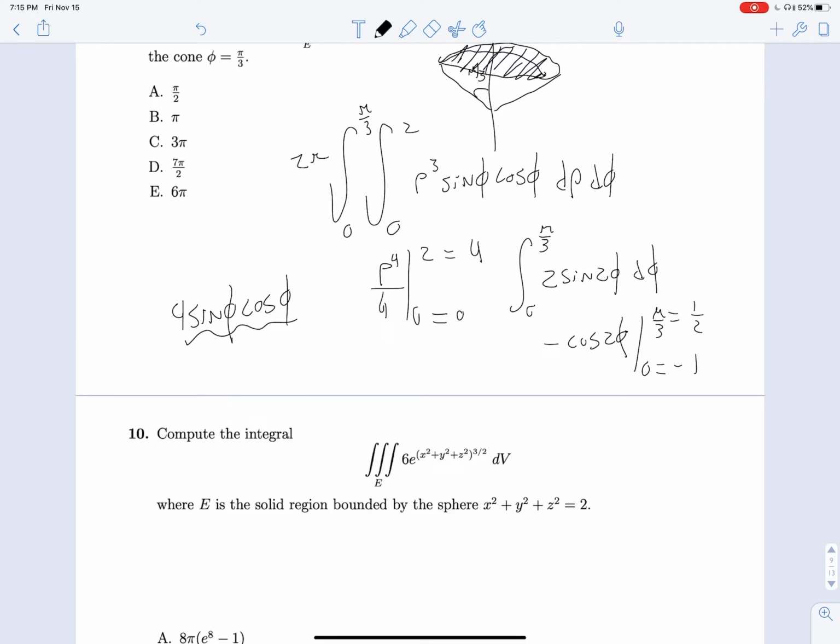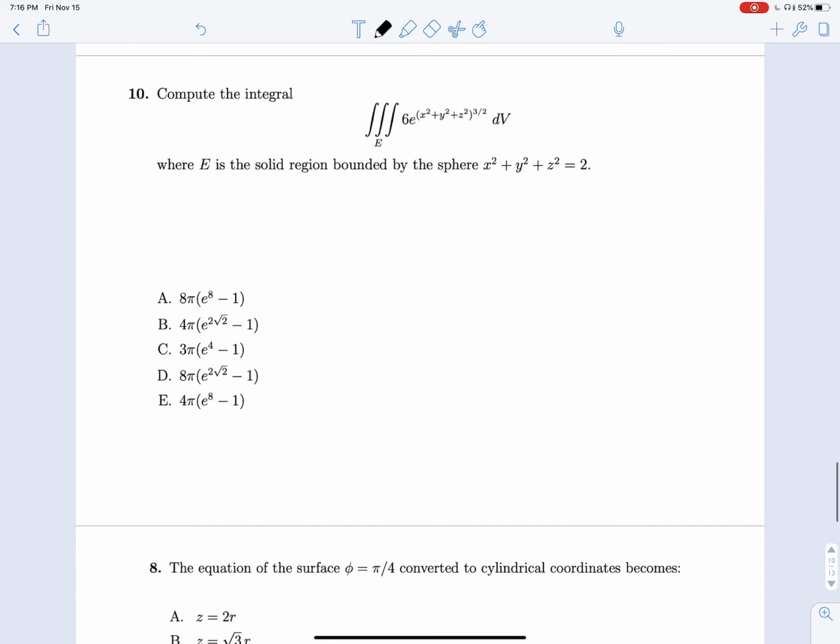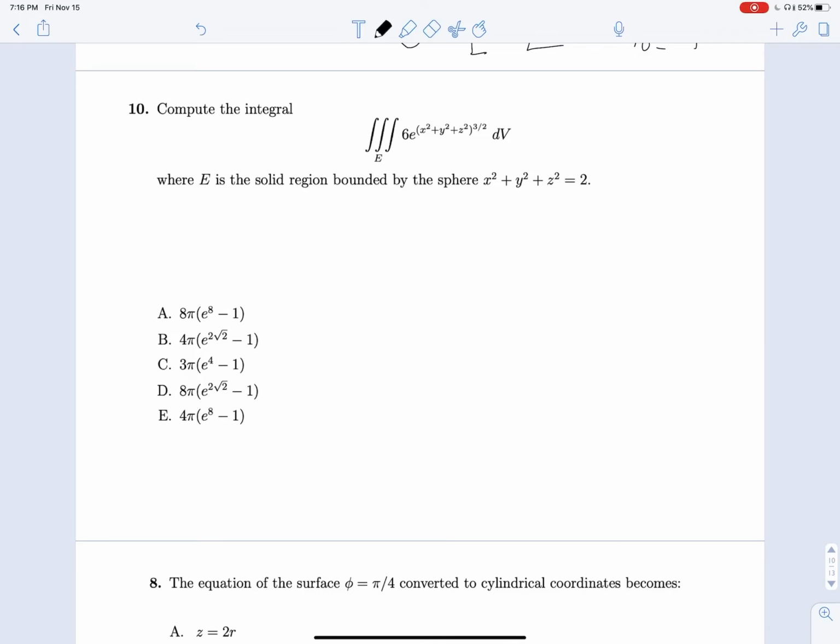So overall, this whole guy evaluates to 3/2, and then we got to remember what we had sitting out here, which was our 2 pi. 2 pi times 3/2 is 3 pi. Okay, we're almost done, I think. We're computing this integral where E is the region bounded by the sphere of radius root 2, because rho squared equals 2, rho equals root 2.